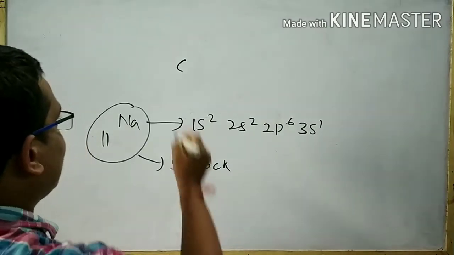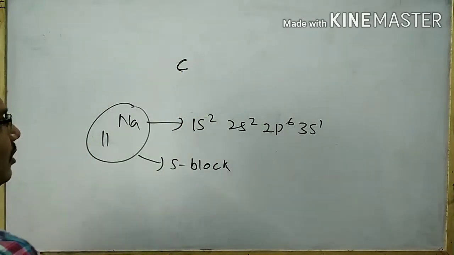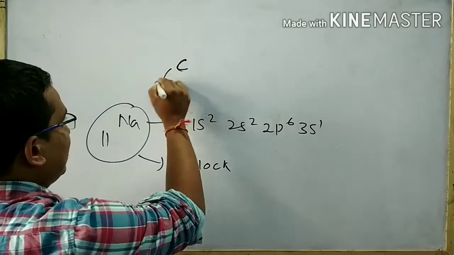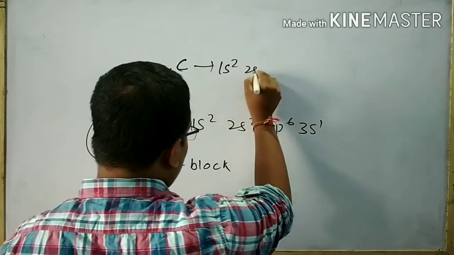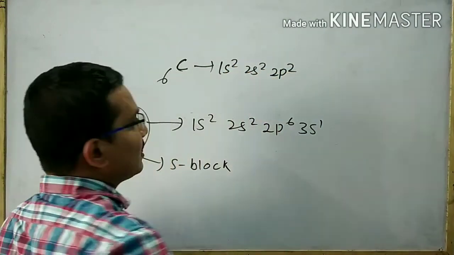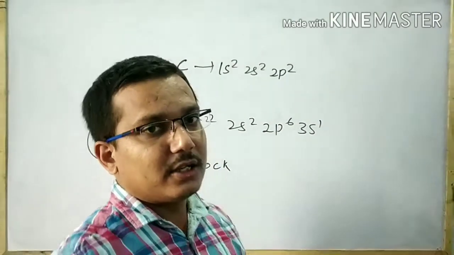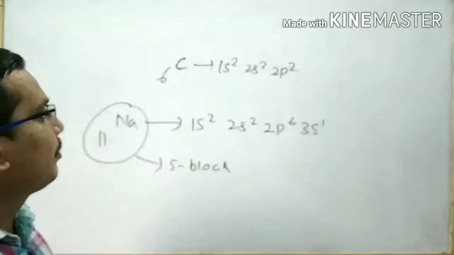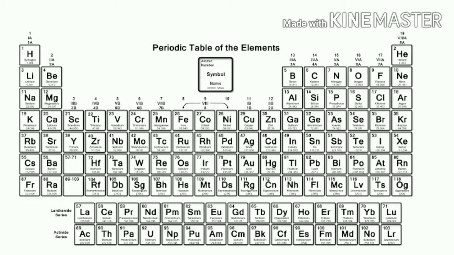Similarly, suppose I want to know the block of the carbon atom. The atomic number of carbon is 6. The electronic configuration of carbon is 1s2, 2s2, 2p2. Since the last electron of carbon goes to the p orbital, carbon belongs to the p block. Look at the modern periodic table. Here the carbon atom is present in the P block.